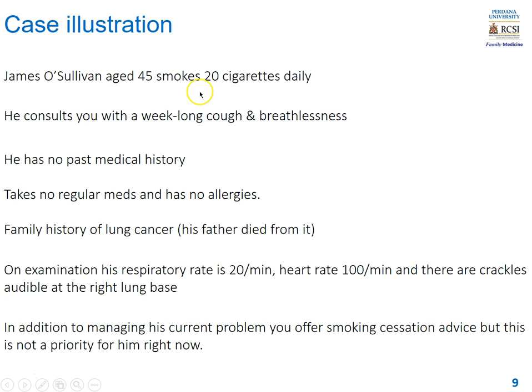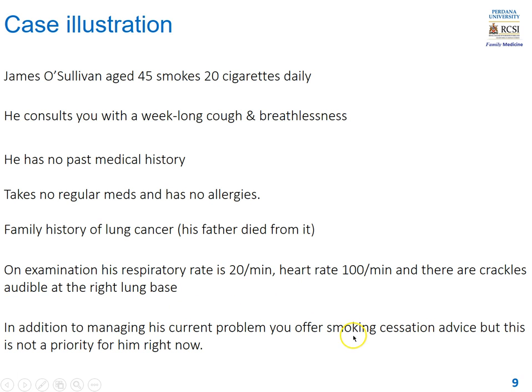This is James O'Sullivan. He's a 45-year-old smoker. He comes to you with a cough for a week and a bit of breathlessness. No significant history, no medication, no allergies. Father died of lung cancer. On examination, nothing remarkable. Probable chest infection, which you offer treatment for.